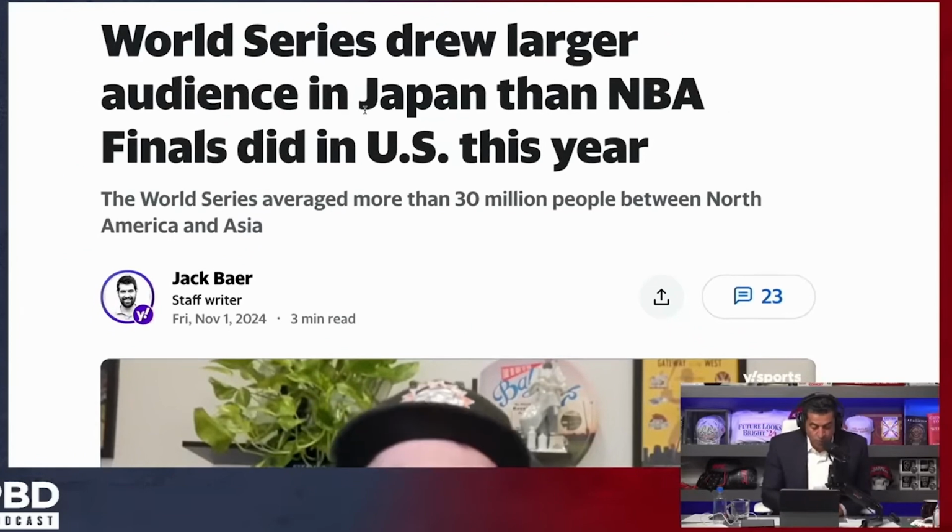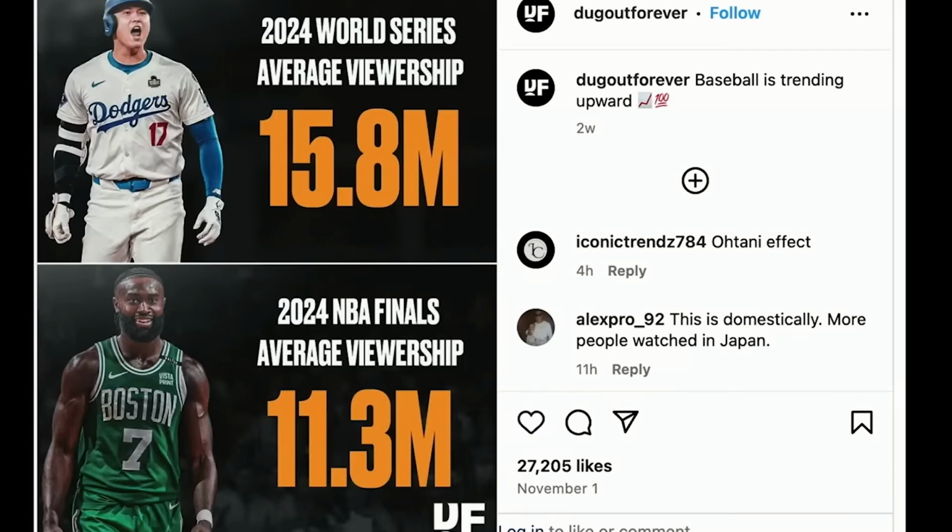So World Series drew larger audience in Japan than NBA Finals did in U.S. this year. Okay, the 2024 World Series, Dodgers-Yankees, average 12.1 million viewers in Japan, surpassing 11.3 million average viewers in the U.S. For NBA Finals, in Game 5, U.S. drew an average of 18.6 million viewers across Fox platforms, okay, making it the most watched Game 5 on Fox since 2017. Globally, the World Series averaged over 30 million viewers across North America and Asia. In the U.S., the series averaged 15.8 viewers per game, the highest since 2017. Game 5 numbers representing a 58% increase from last year. Rangers Diamondbacks. Viewership peaked between 11:15 to 11:30 as the Dodgers clinched the whole thing.